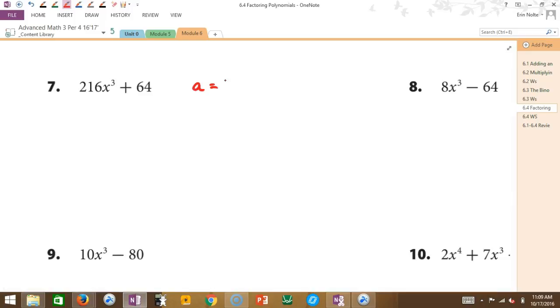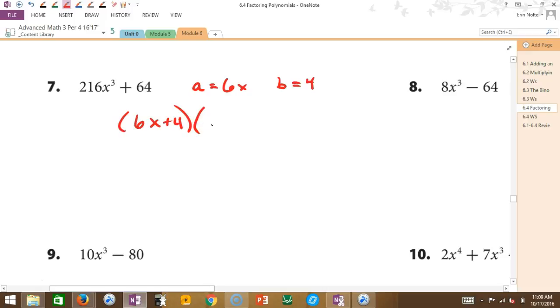That sounded kind of unsure. Are you sure about that? That sounded kind of like an educated guess. Not that it's wrong. What's my b value? What number has been squared to make 64? 4. Here comes my definition. Sum of cubes, first quantity is a plus b. So what's my a plus b? 6x plus 4. Ooh, I noticed something.